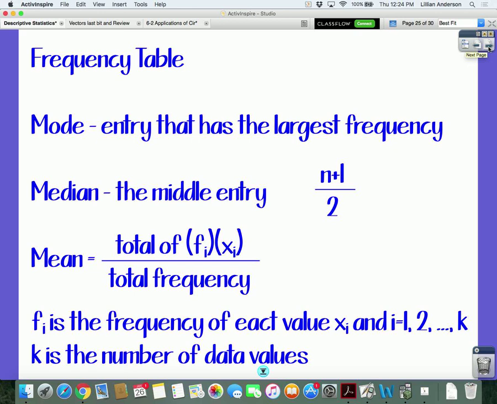This last bit, with the frequency table, finding the mean, median, mode is a little bit different, okay? In a frequency table, the mode is the entry that has the largest frequency. The median is technically the middle entry, just like before, because basically the table organizes your data neatly, putting all the same numbers together, then the next same numbers together, and so on and so forth. It can also be found algebraically by doing n plus 1 divided by 2. N represents the total number of data.